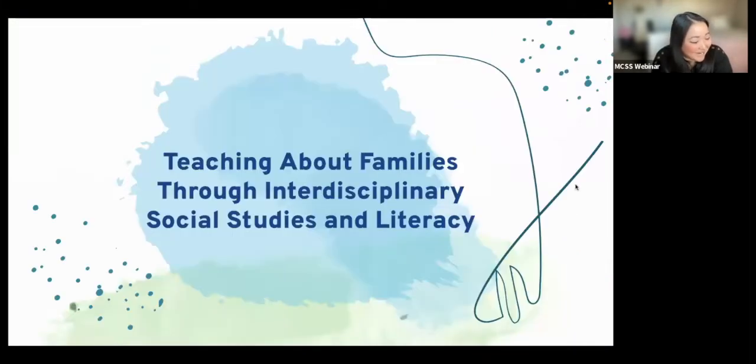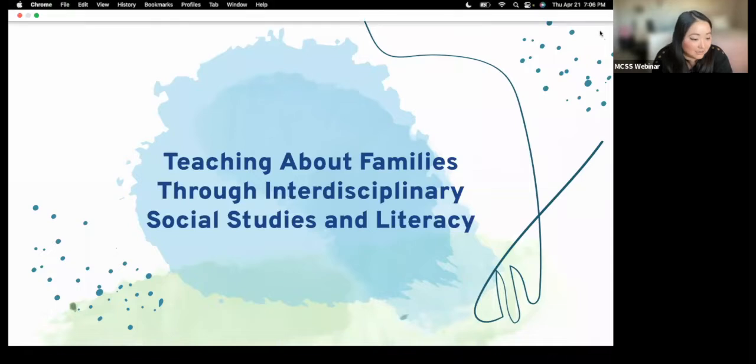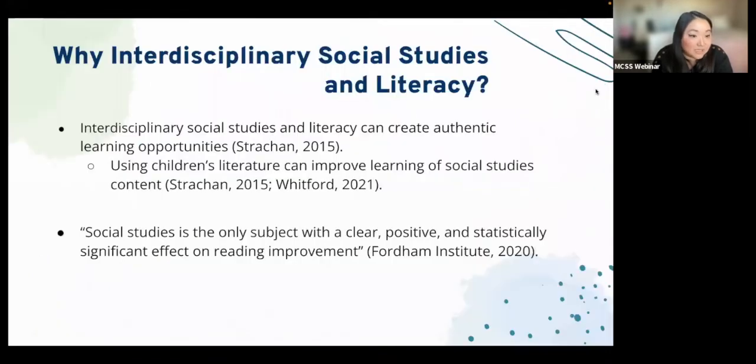Okay. And now we are going to get into teaching about families through interdisciplinary social studies and literacy. So interdisciplinary social studies and literacy can really create authentic learning opportunities for children in the classroom. And using children's literature to drive that learning can really improve the learning of social studies content. So there are so many opportunities to combine both social studies and literacy.